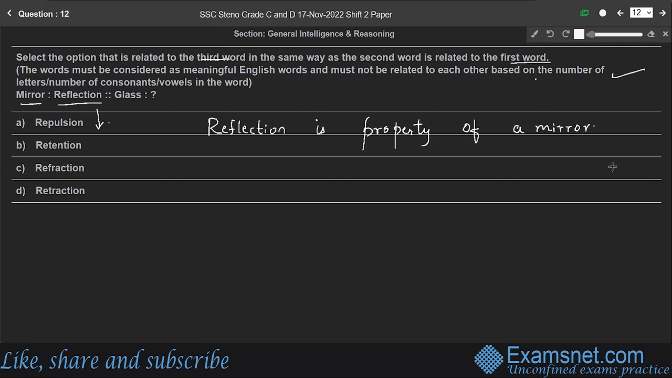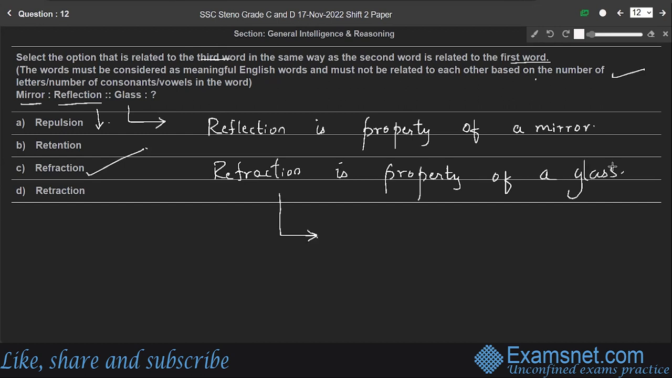So here, the third word is glass. So here, refraction is a property of a glass. So the property of a glass is refraction. So here refraction means it's bending of light. Refraction means bending of light.